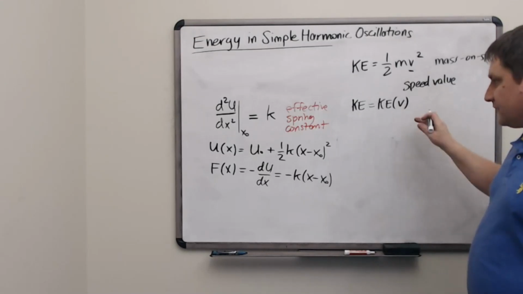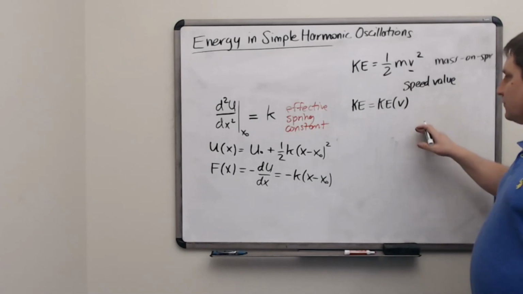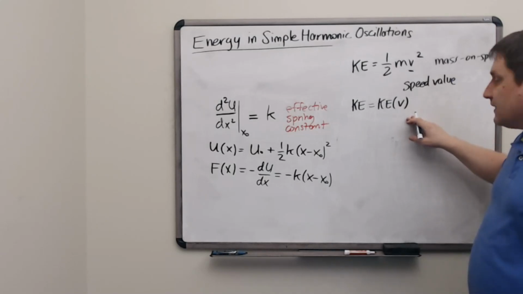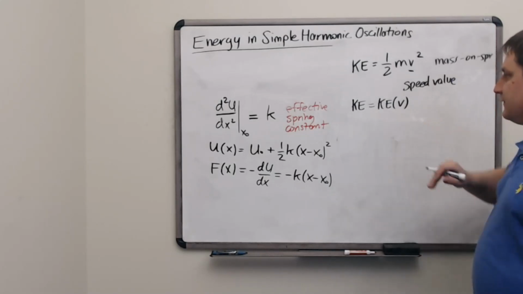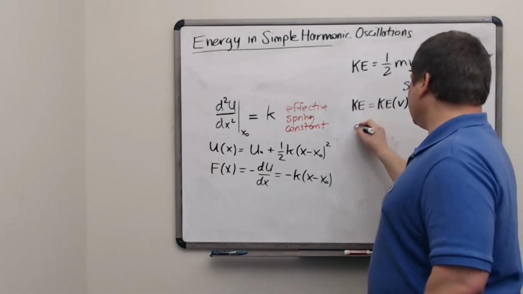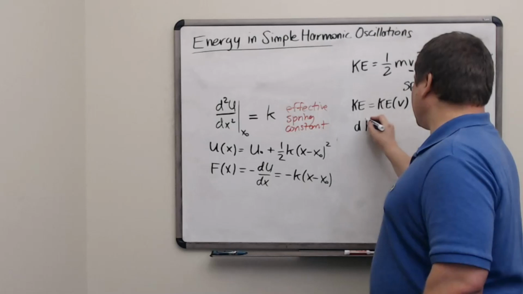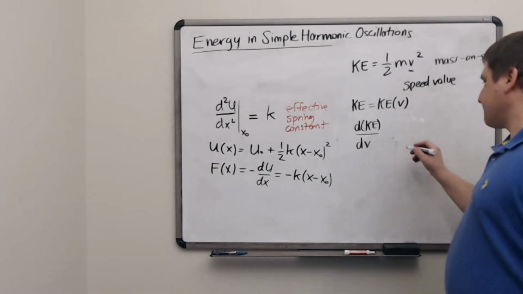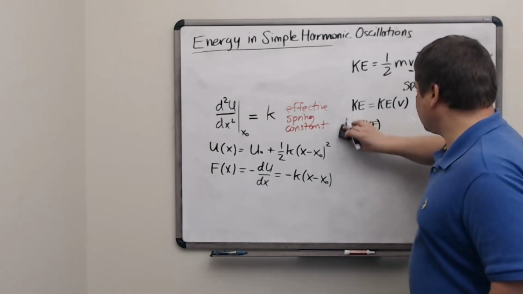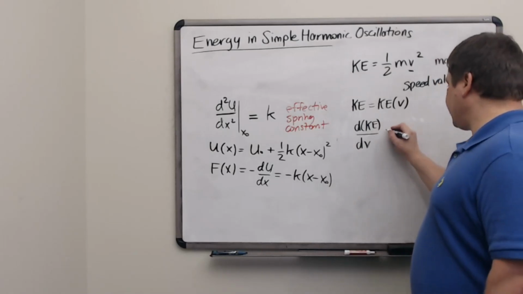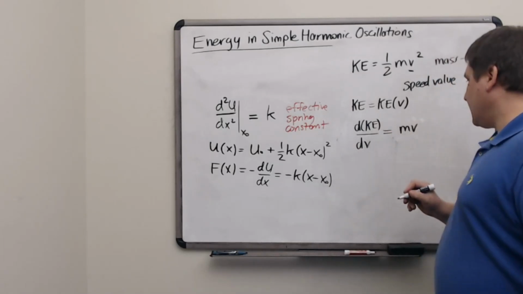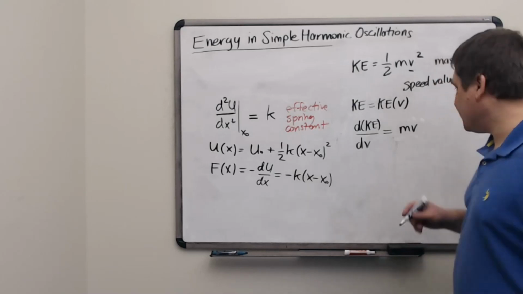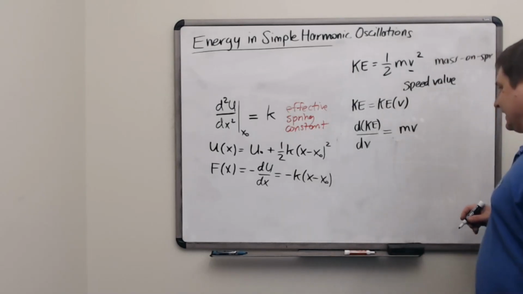Now, playing off our discovery with potential energy, we can also try to determine how this kinetic energy function, which may be very complicated, can give us an effective mass. So here's what we'll do. We'll take the derivative of the kinetic energy function with respect to the speed value, velocity. This will give us, let's see, mv. That's the correct derivative. There's a little hint for you. That's momentum. Ding, ding, ding.